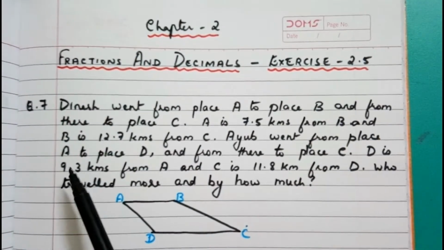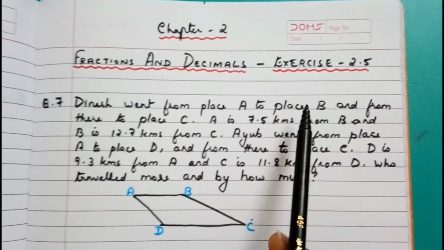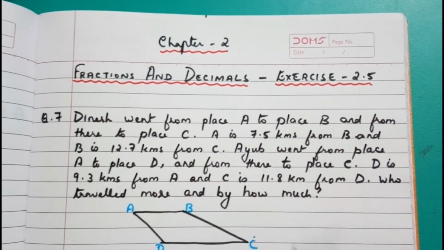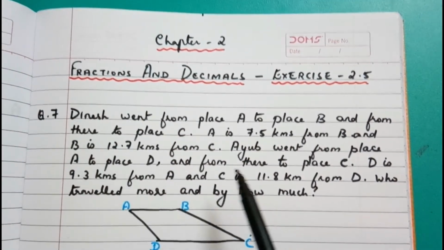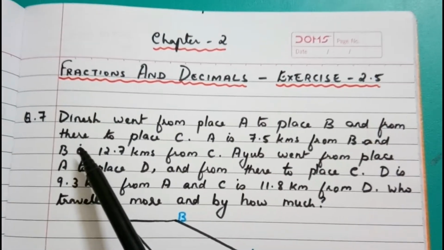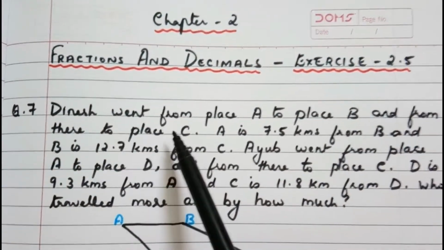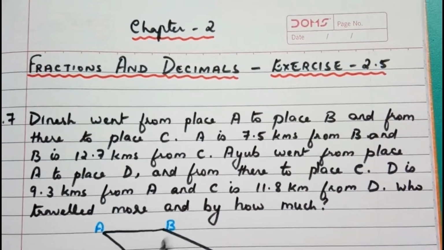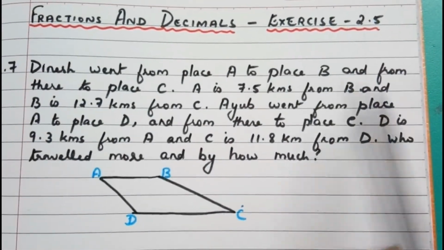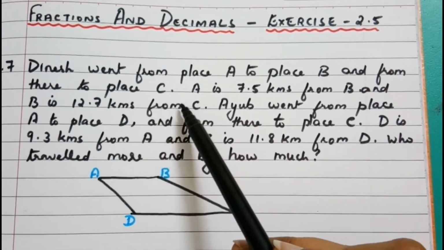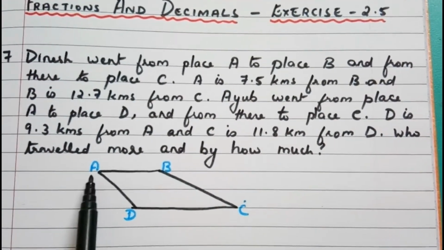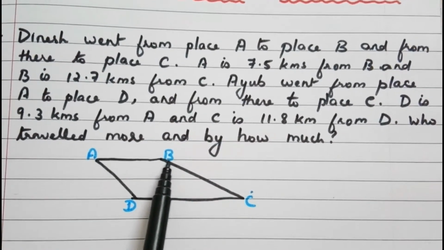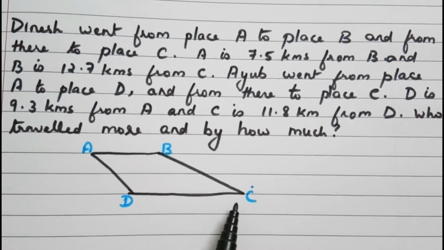Today we'll start with question number 7 of exercise 2.5, fractions and decimals of chapter 2. So let's go ahead. The question is, Dinesh went from place A to place B, and from there to place C. So Dinesh went from place A to place B, and from place B, he went to place C.